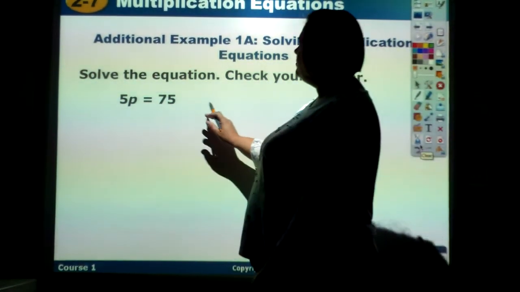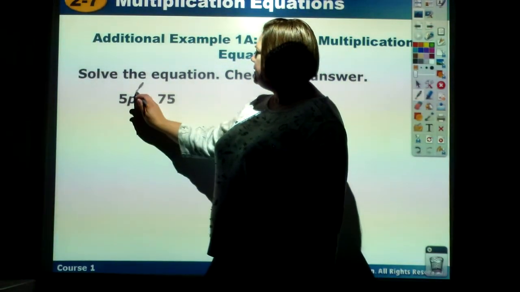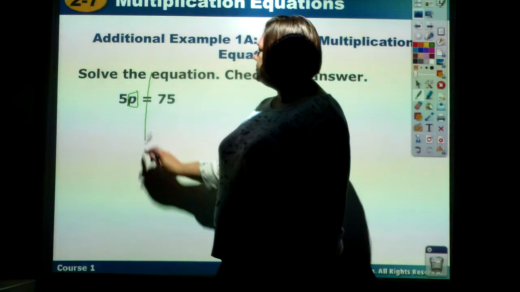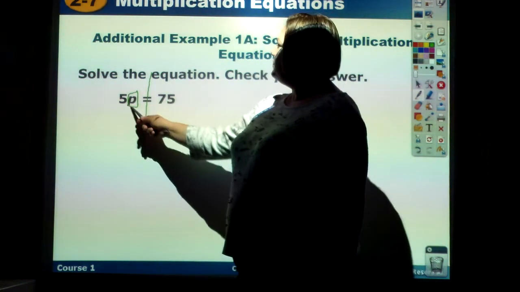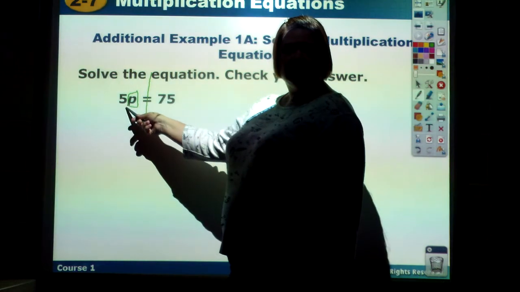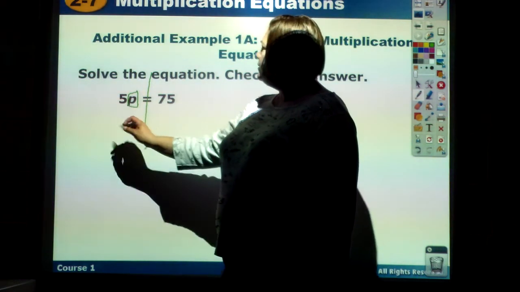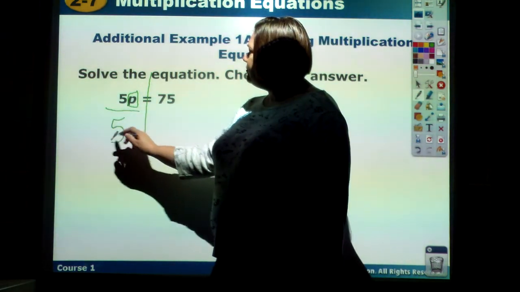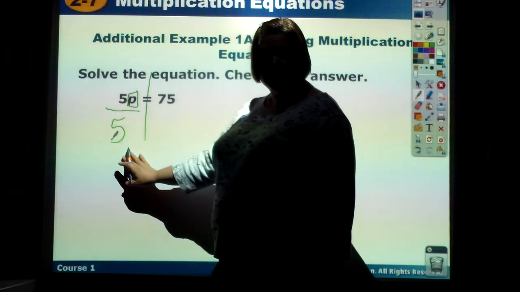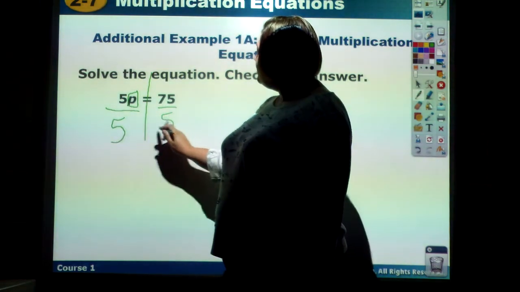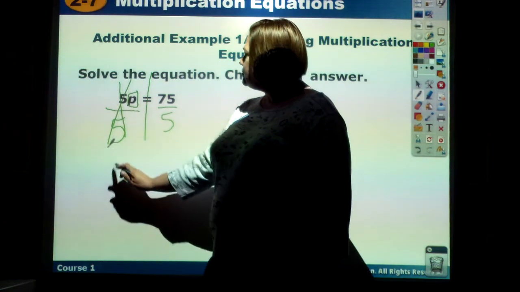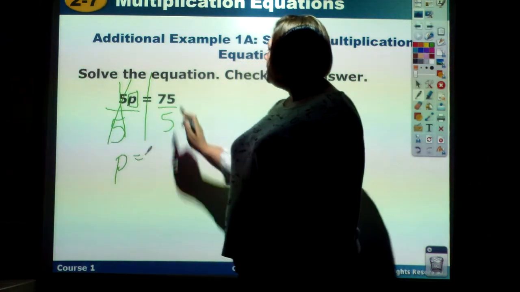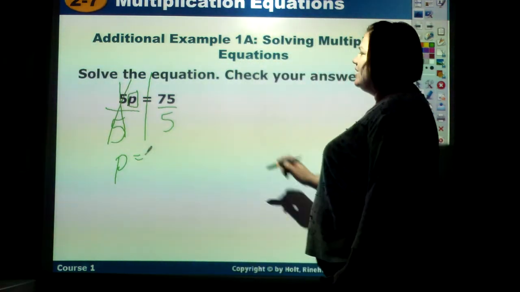Okay, so we have 5p equals 75. So I'm going to isolate that variable, divide it in half. 5p means 5 times p, so to do the opposite of that, we're going to divide by 5. Remember, a fraction is division also. Divide by 5 on both sides, that cancels. We're left with p equals 75 divided by 5.